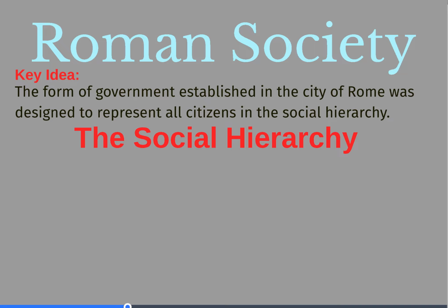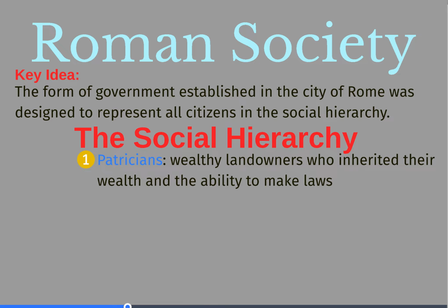The key idea we want to understand about Roman society is that the form of government that they established in Rome, which was a republic, we'll define that in a moment, was designed to represent all citizens in a social hierarchy. So this is the second time in world history that we're looking at a political system and a society that defines some people as citizens, but not all people. To be a citizen in Rome was defined slightly differently than in Athens. You might remember that in ancient Athens, that democracy, citizens were wealthy, land-owning males that were born in Athens. Well, in Rome, there were two tiers of citizens, and the first were called patricians.